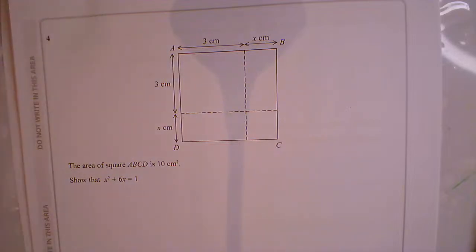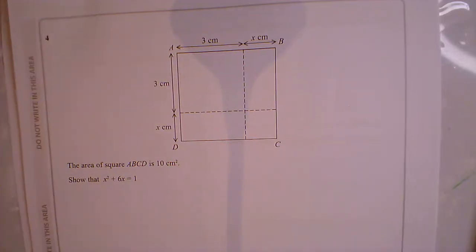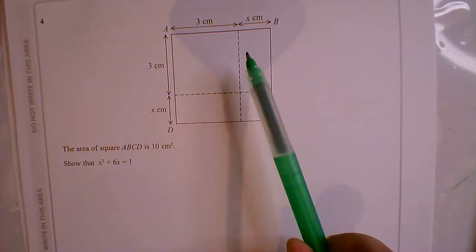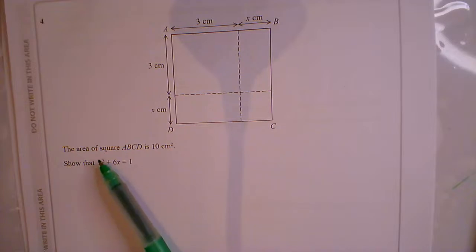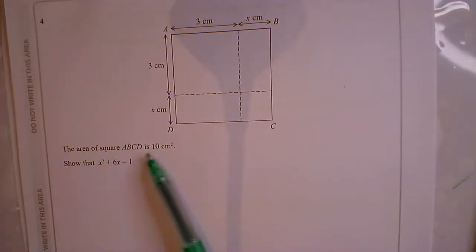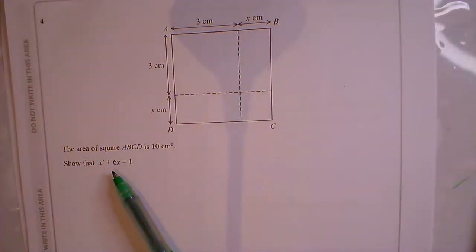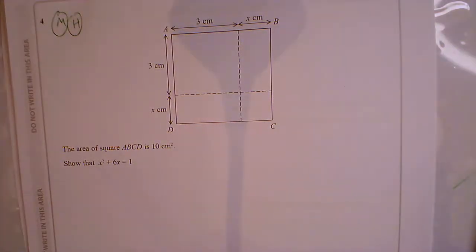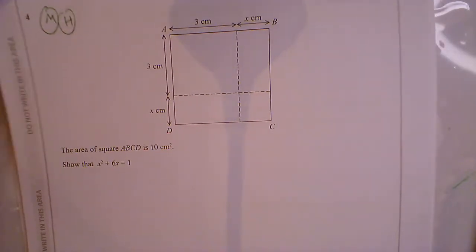Question 4. Okay, question 4. I've got a square here, or something that looks like a square. It could be a rectangle. The area of the square ABCD is 10 centimeters squared. Then show that x squared plus 6x equals 1. So this is what I would call a medium to hard question. This could take me a long time, so I'm going to skip it for now and come back to this later, because clearly some thinking is required. It doesn't look obvious. All right, let's go to the next one.